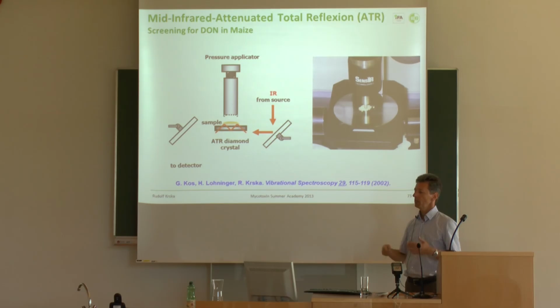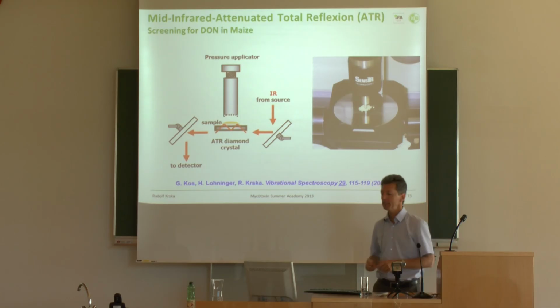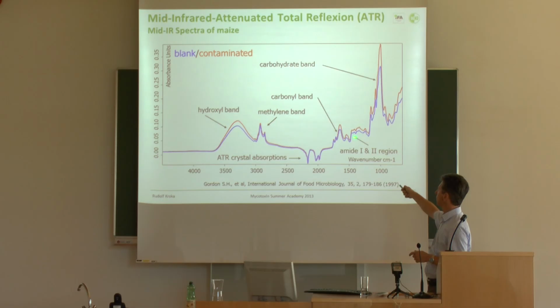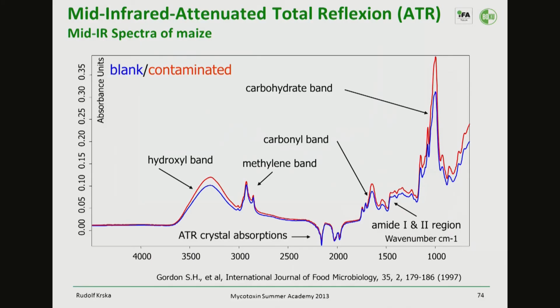In this case, the matrix of interest could be deoxynivalenol-containing mace. We have an electromagnetic field which penetrates into that material. And as some electromagnetic energy penetrates into the material, once there is a change in the matrix as a result of the Fusarium infection, this might be detectable through specific absorption bands in an infrared detector. This is how a blank sample in blue and a contaminated sample in red look. As you see, nothing. It looks the same.